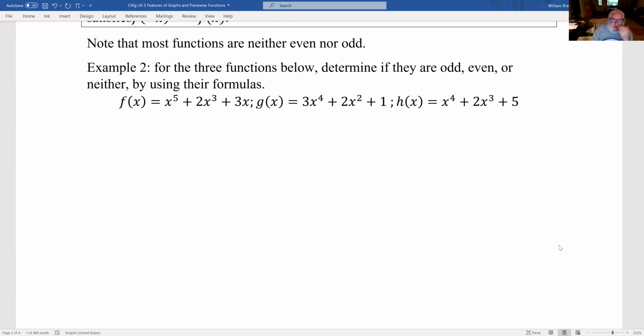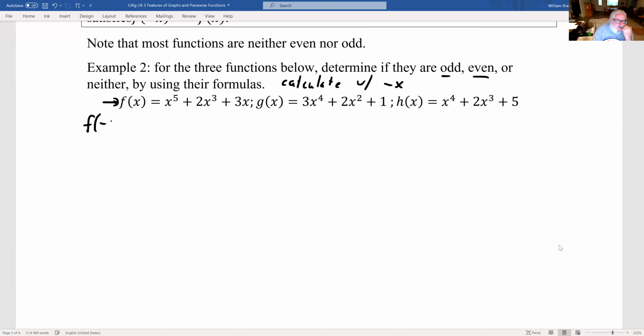So how do we actually go about finding this? To check if something is even, odd, or neither, the first thing you do is calculate with minus x. So we'll start with f of x here.